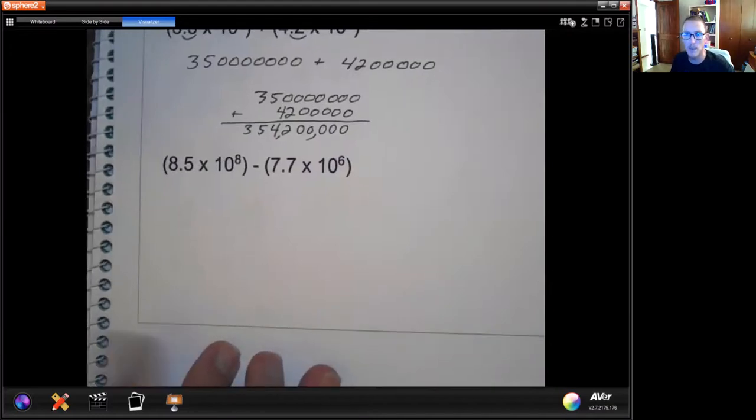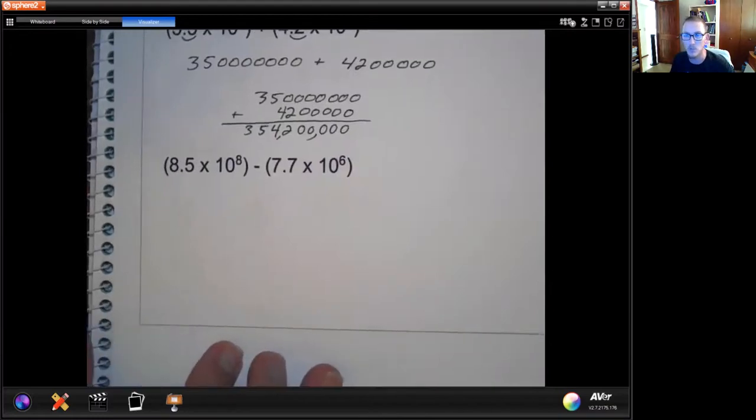So I would like you to go ahead and try this second problem as your example. Now this one is just subtraction, so just be very careful because the subtraction is going to require you to do some borrowing. So go ahead and pause the video now, expand these out into standard notation, and then subtract. All right, now that we're back, let's see how you did.